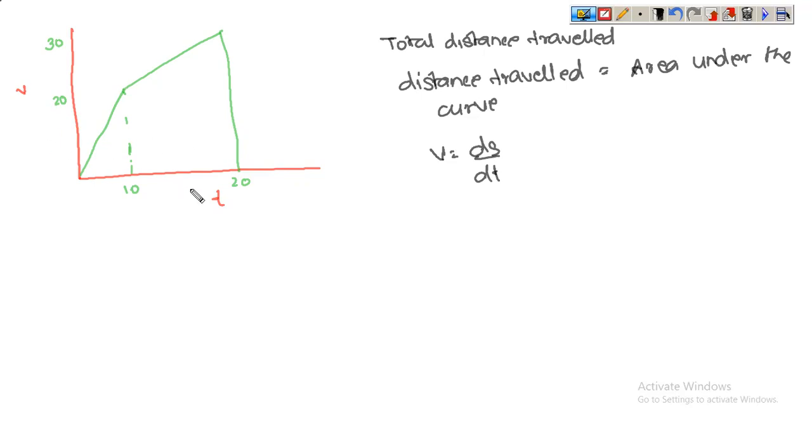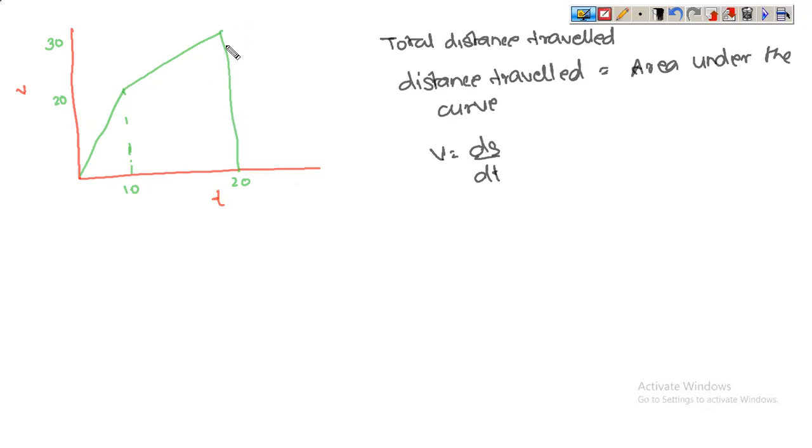If it is an acceleration time graph, you can calculate the velocity by integrating it once. So area under the curve or integration both mean the same thing. Okay, so to find out the area under the curve, you need to simplify. This is a triangle, this is a trapezium, and you can find out the area.